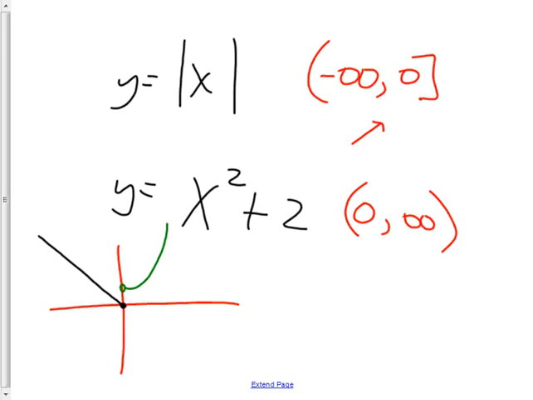Raise your hand if you had that one right. Awesome. All right, so that's all I'm going to say about these. What's the important part again? Endpoints. Check your endpoints, because that's where you're going to get these wrong.